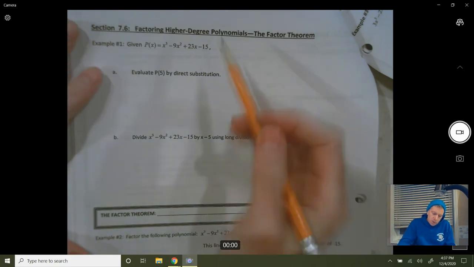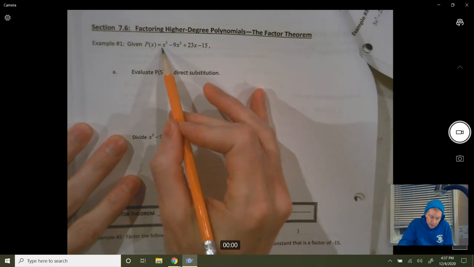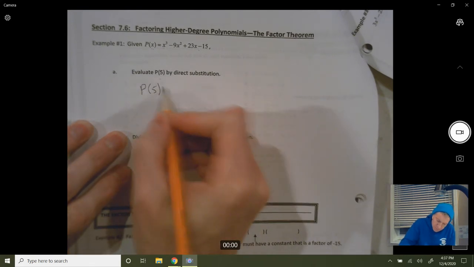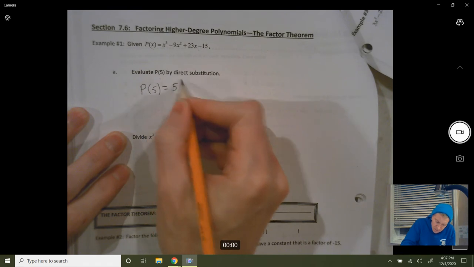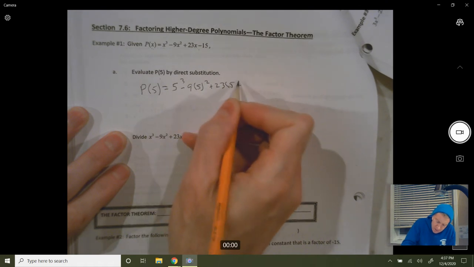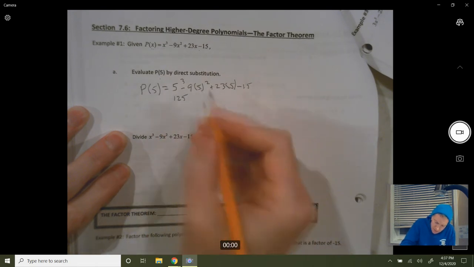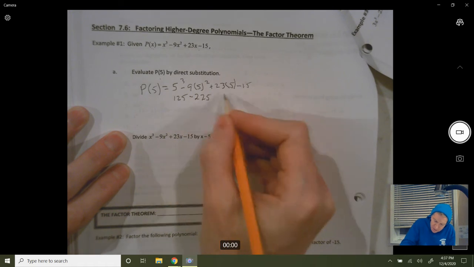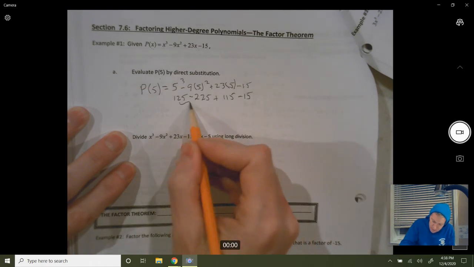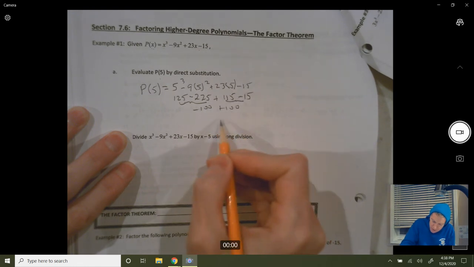Okay. So given the P of x, and I'm going to try to go through this fairly quickly, some polynomial equals all this. First, they're telling us to find P of 5. So P of 5, we're going to plug in 5 everywhere we see an x. 5 cubed minus 9 times 5 squared plus 23 times 5 minus 15. So that's 125. That's going to be 9 times 25, so minus 225, and then plus 23 times 5, that's 115, minus 15. If you add these two together, you get negative 100. Adding these two together, you get plus 100, so you do, in fact, get 0.